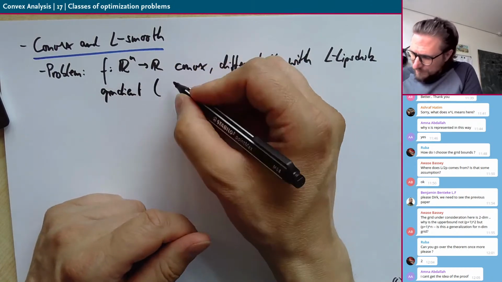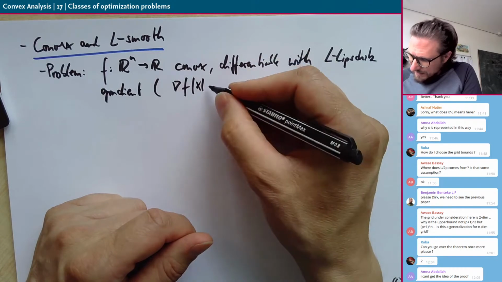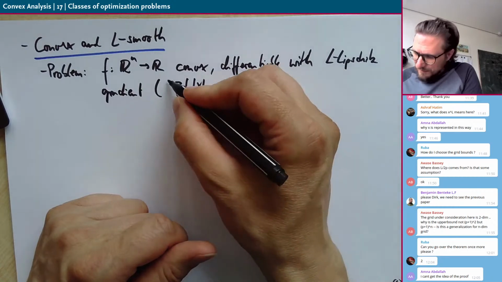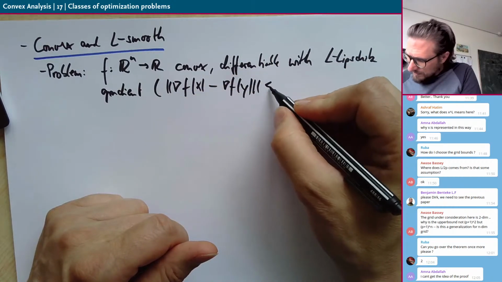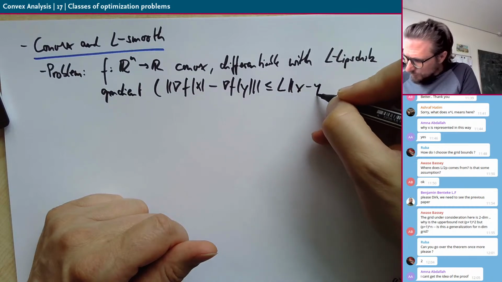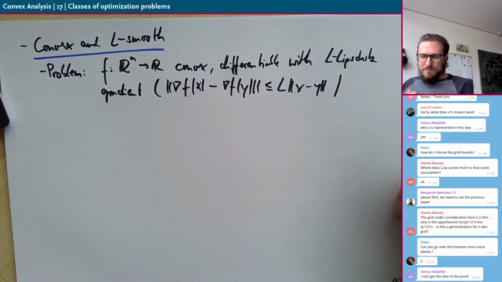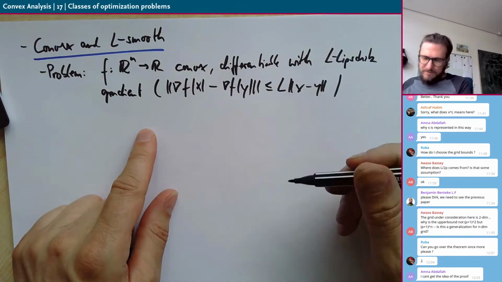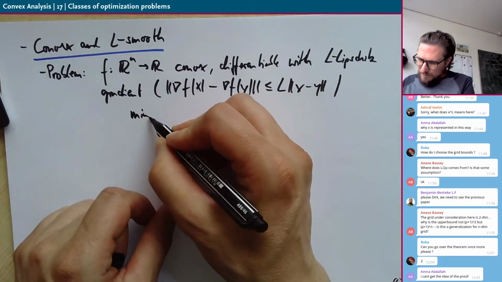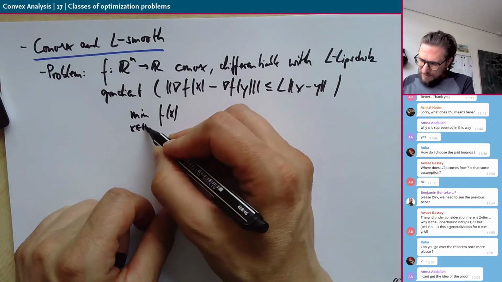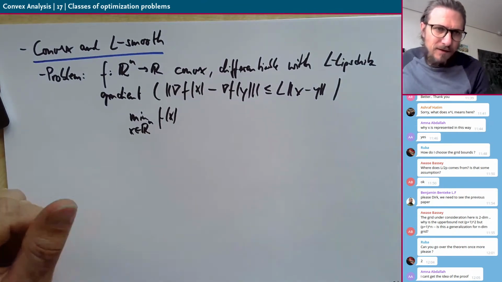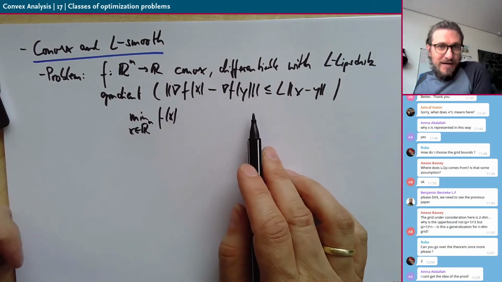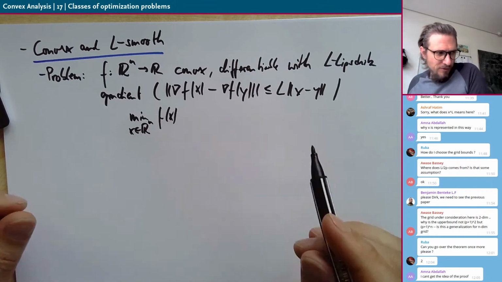That means that if you consider the gradient of f at one point and the gradient of f at a different point, then these are two R^n vectors, and their distance should not be larger than L times the distance between x and y. That is what we call L-smooth: differentiable and L-Lipschitz gradient. Of course, what you want to solve is minimize f of x over all x in R^n. This is as before. The only thing more we have is differentiability and an estimate about how fast the gradient can change if we move the point around.